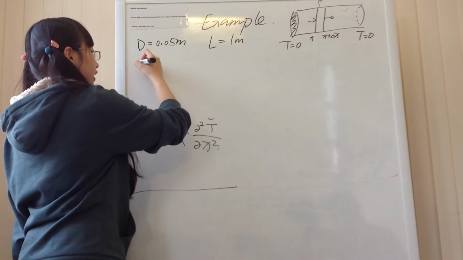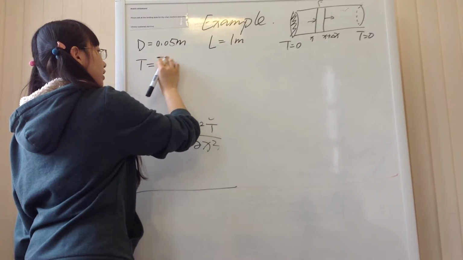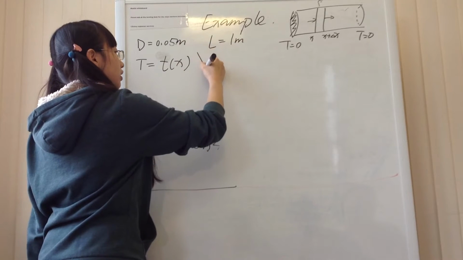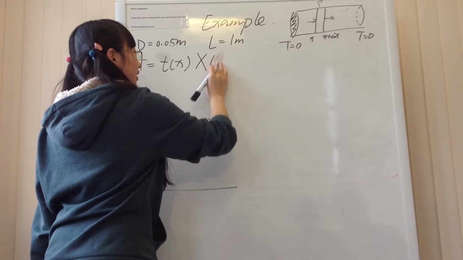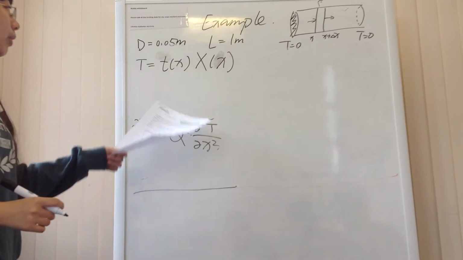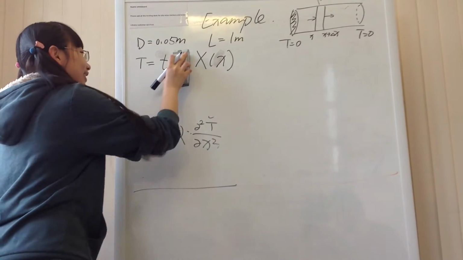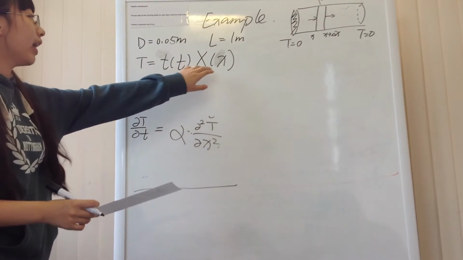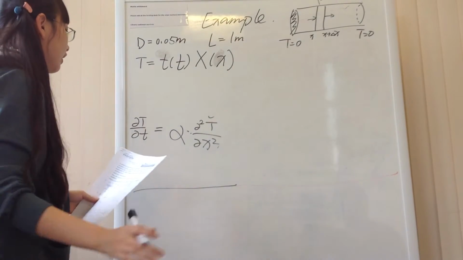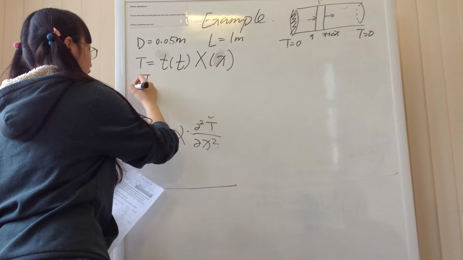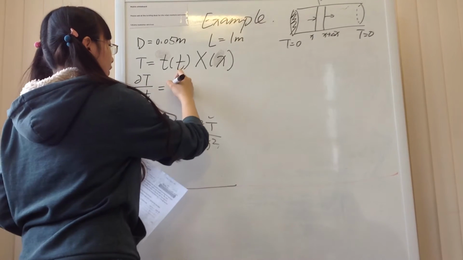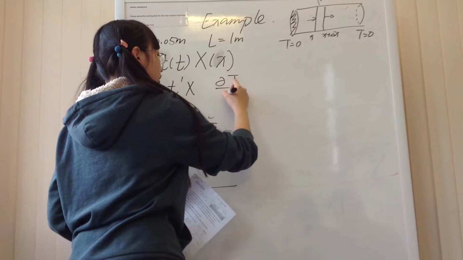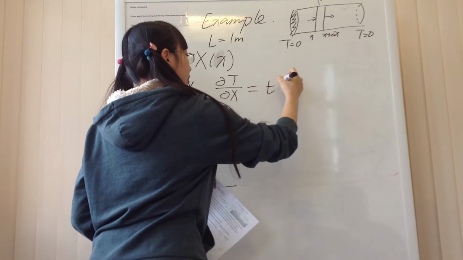And to solve this, we define T as a function of time and x. So T could be the product of two small functions. T is the product of two functions, a function of time and a function of distance. And in this way, partial T over partial t becomes T dash times X, and partial T over partial x becomes T times X dash.